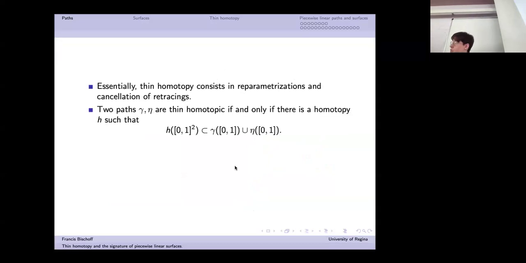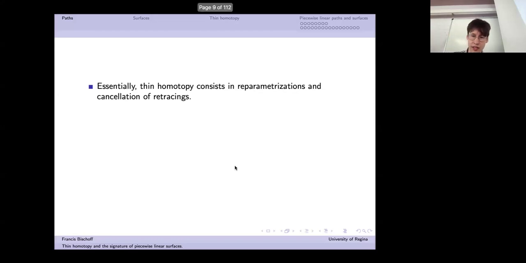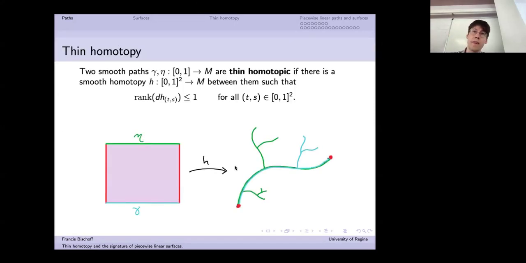There's another equivalent definition of thin homotopy for paths, which says that two paths are thin homotopic if and only if you can find a homotopy with the property that the image of the homotopy is contained in the image of the starting path and the ending path. You can see this in this picture, that this pink square gets sent to the union of the blue stuff and the green stuff.